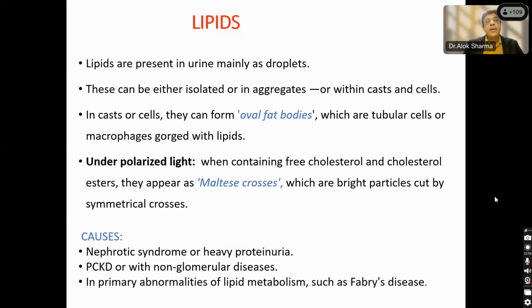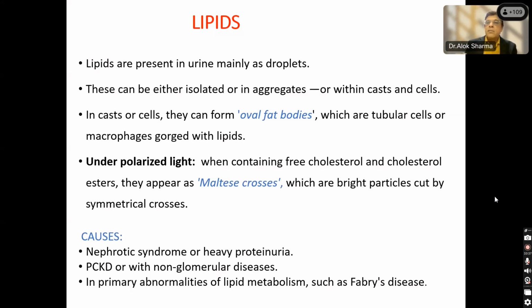Of these, lipids are an important finding which you should be able to identify in the sediment. When you look at them in the urinary sediment, they usually appear as droplets. These droplets could be single, scattered here and there, they can form a conglomerate by themselves, or sometimes they can get incorporated into casts. Most of the time you will find them in WBC casts, and even in RBC casts, depending on what the clinical condition is. And when they are in casts or cells, they can form oval fat bodies. So what are oval fat bodies? Basically, these are tubular cells or even macrophages, for example.